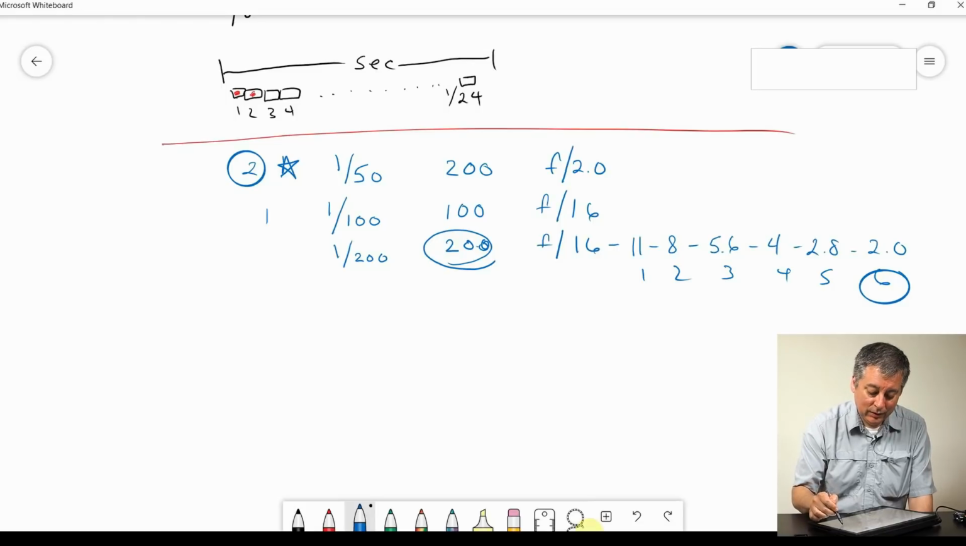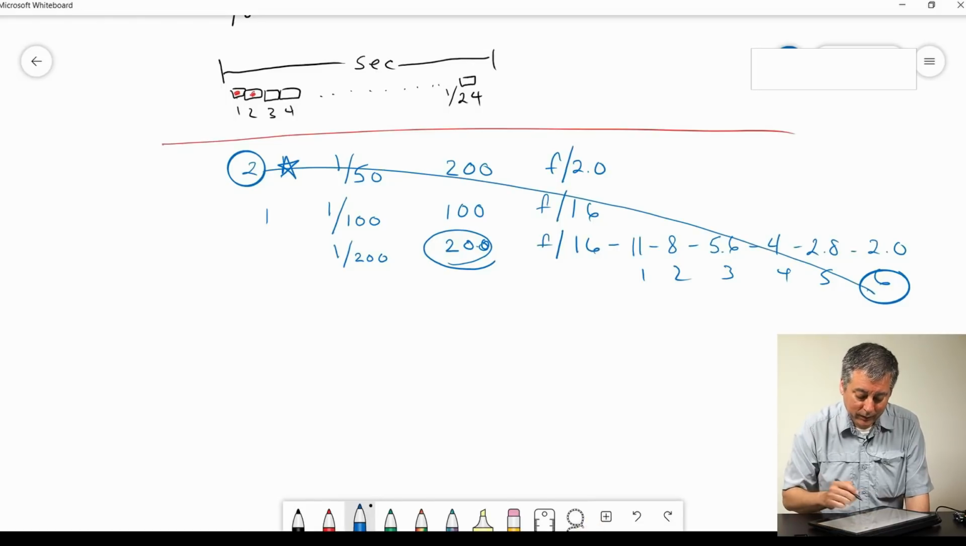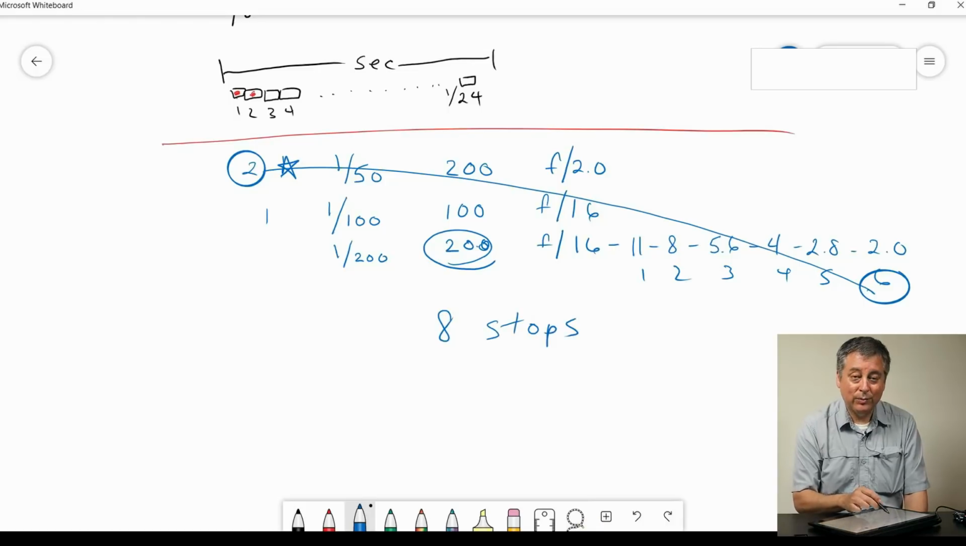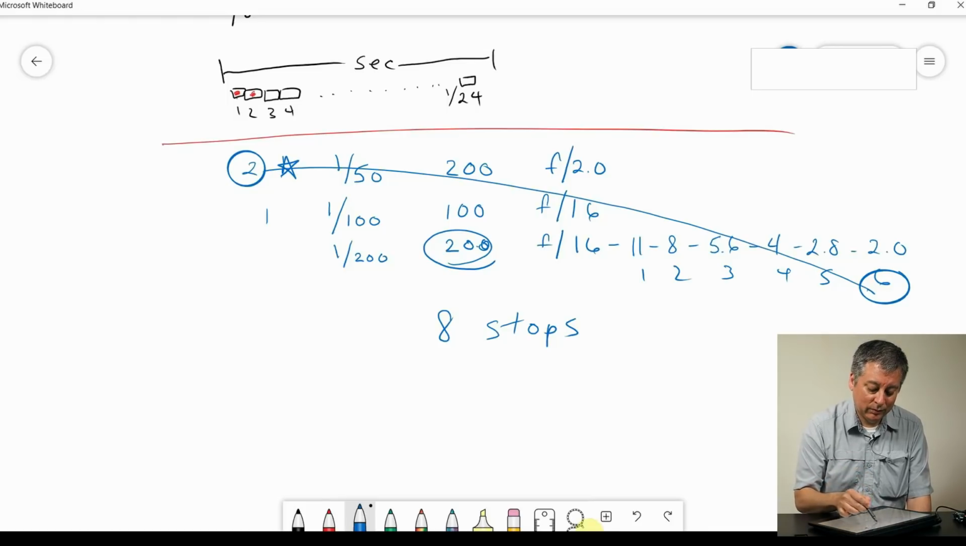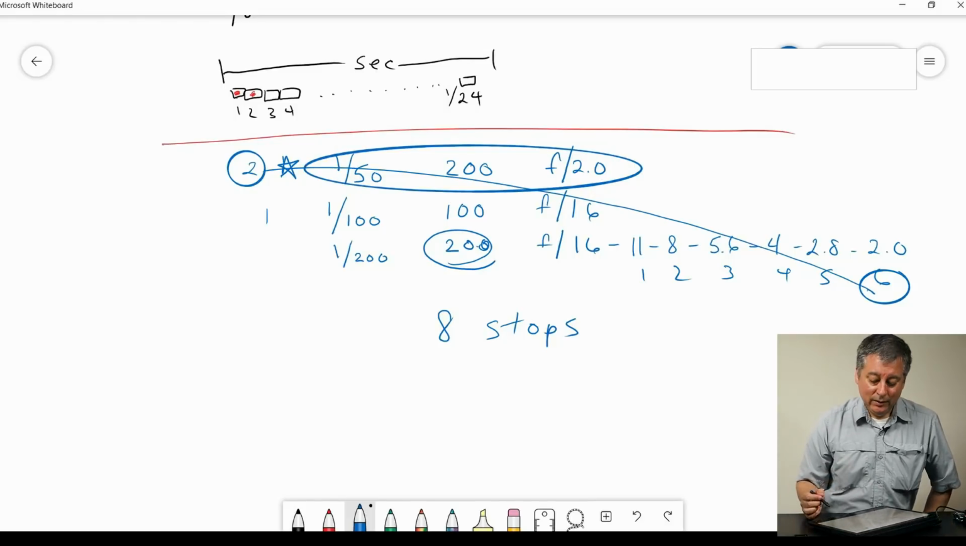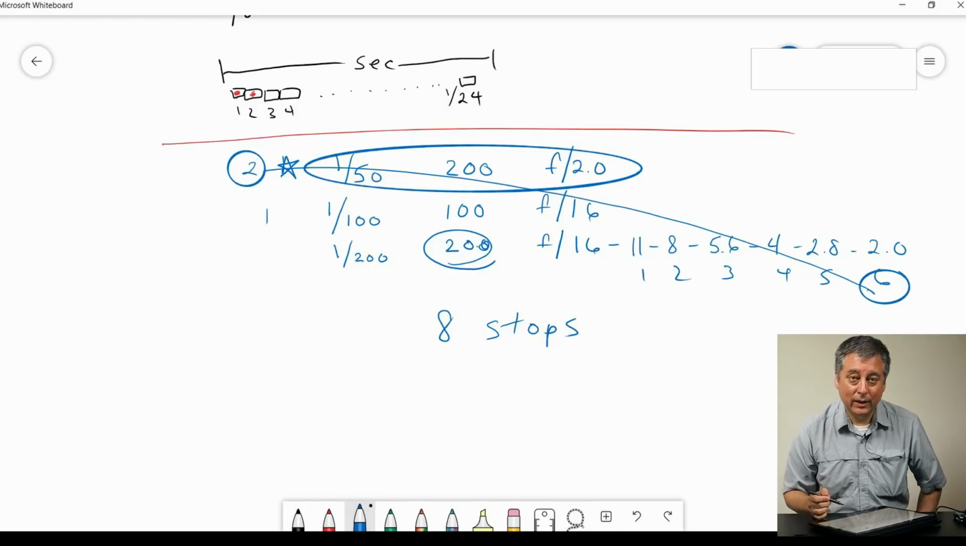And if we add these two together, right, we are 8 stops away from our target exposure of 1/50th of a second, ISO 200, f2.0, right? We're really far away from this by 8 stops. So how do we get to that in video? Well, this is why the 8-stop ND filter is a very popular filter.